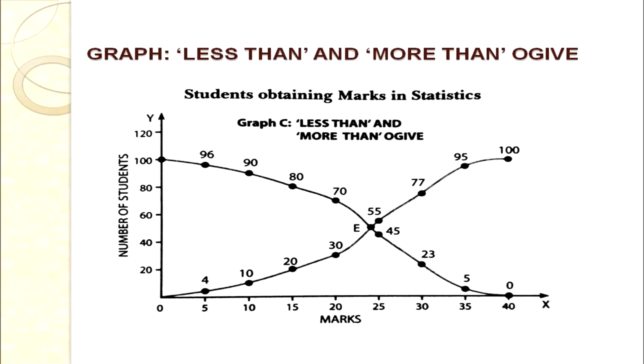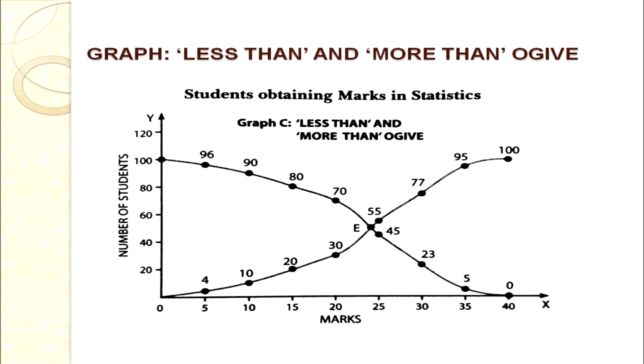Now, in this particular graph, you are able to see that we have written marks on the x-axis. On the y-axis, we have written the number of students. Mind it, here the number of students is cumulative, right? In the same diagram, we have drawn the less than cumulative curve and the more than cumulative curve.